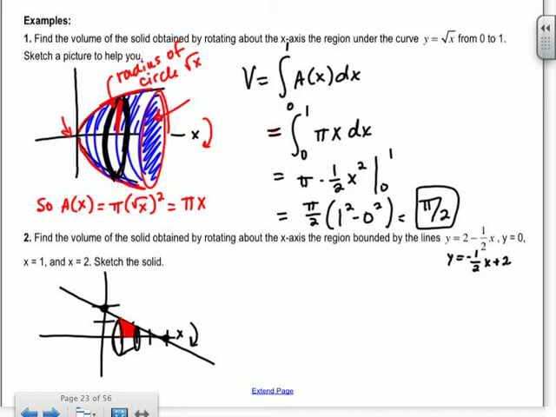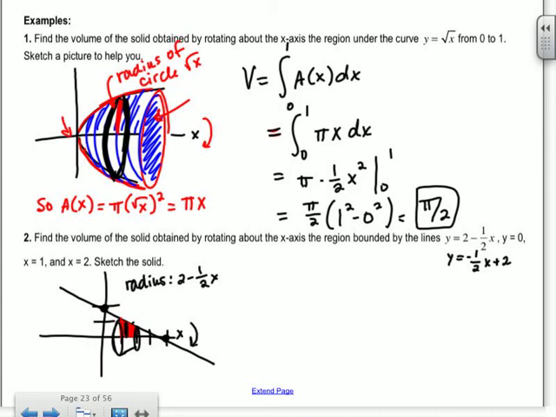Okay, so again, we need to find the area of my cross section. I need to find my radius. Okay, so what's my radius? It's the 2 minus 1/2 x. Okay, so it starts out pretty easy. It's just the function. They will get a little harder.